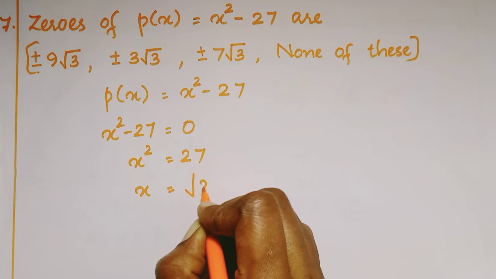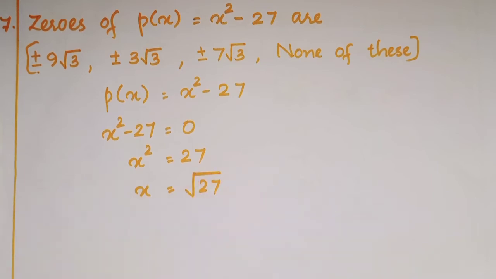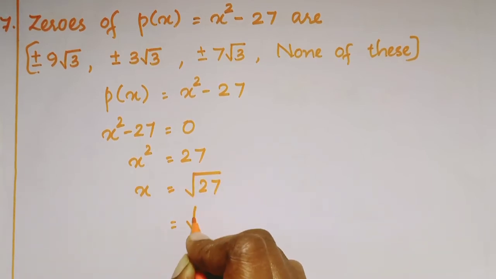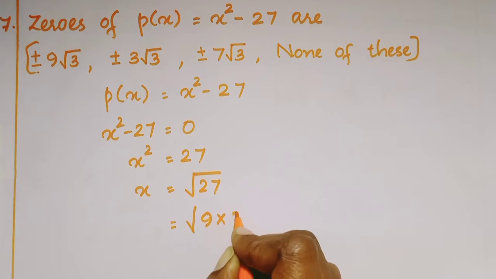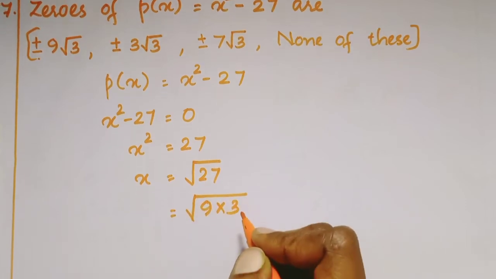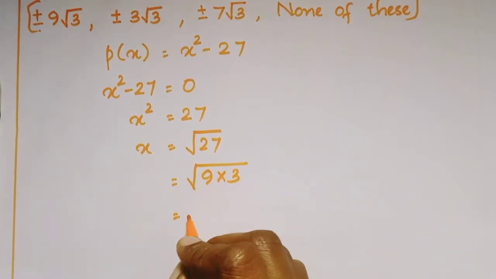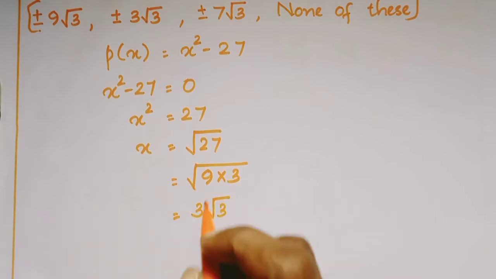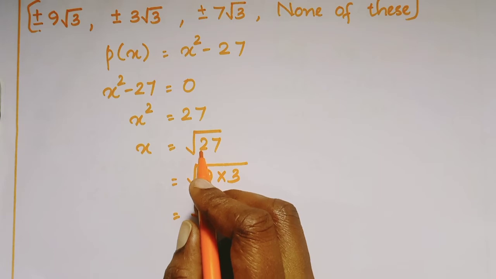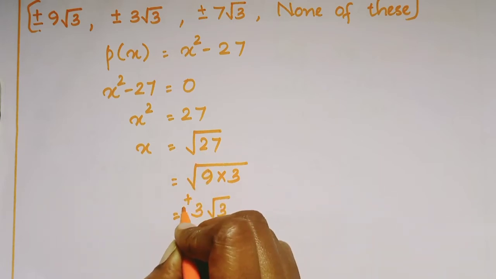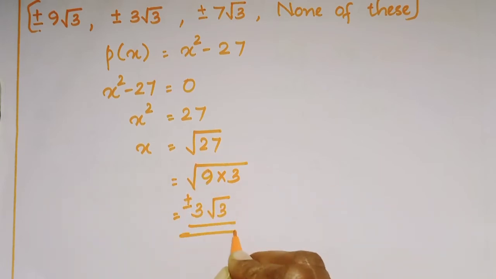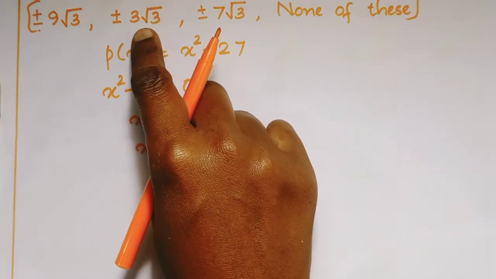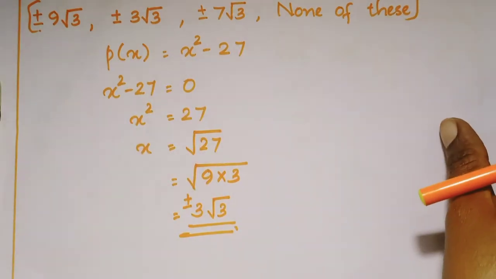yes, square root of 27. That's equal to square root of 9 into 3. That means 3 root 3. But square root of 27 is plus or minus 3 root 3. So the answer is plus or minus 3 root 3.